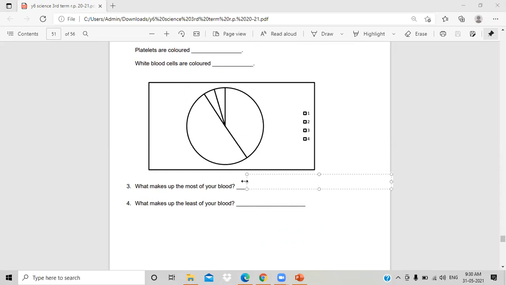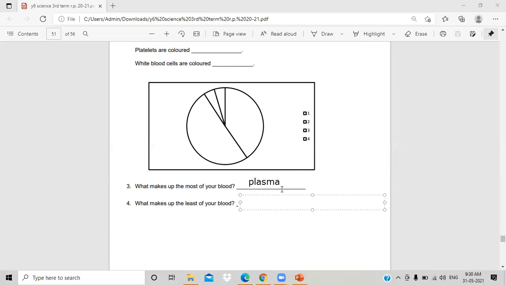Platelets. Honey, the most of your blood, you're looking at the platelets and white blood cells, which are the least of your blood, those small parts. What's the most of your blood made of? Do you have the book, Ruqayya? Plasma. Yes, thank you. Plasma. Anyway, okay, and what makes up the least of your blood?